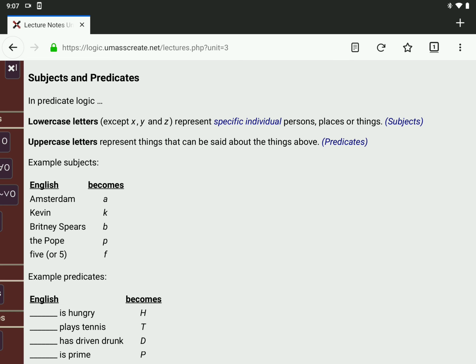Notice that Amsterdam is a specific city. It's not just cities in general. Kevin is a specific person. Britney is a specific person. The Pope is a specific person, so we use lowercase letters for them. We're not going to use lowercase letters for a word like city, since the word city is not a name of a specific city.